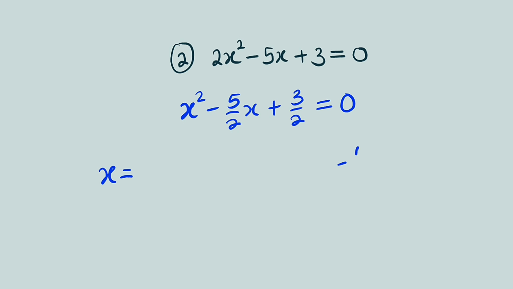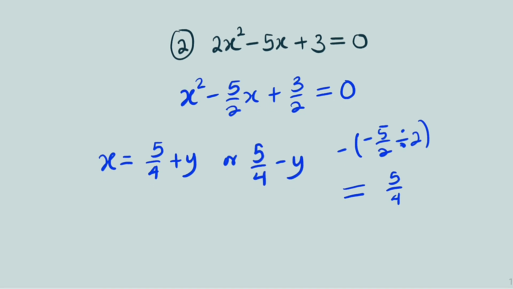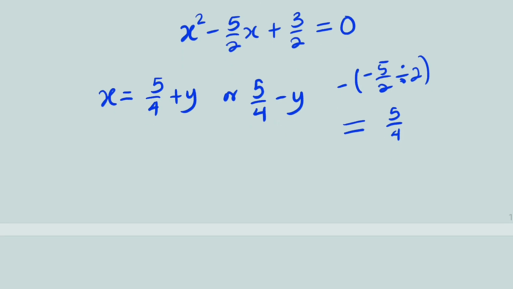Minus, our b is minus 5 divided by 2, and we also want to divide it by 2. This is equal to 5 over 4. So this is what we want to use here: 5 over 4 plus y, or 5 over 4 minus y. So let's multiply them together, and we have to get the constant, which is 3 over 2.